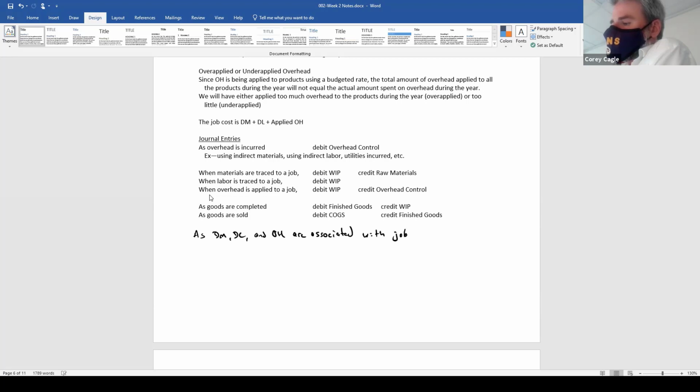We'll always debit work in process as we associate any of those things with jobs. So for direct materials, we would debit work in process inventory. Where does the material come from? Raw materials inventory.